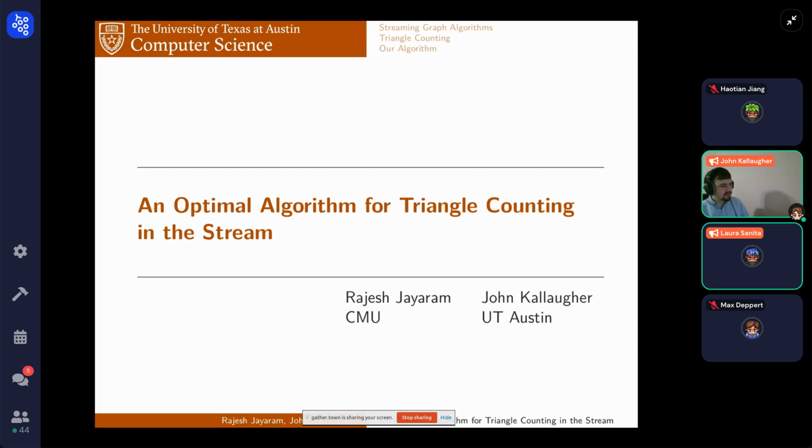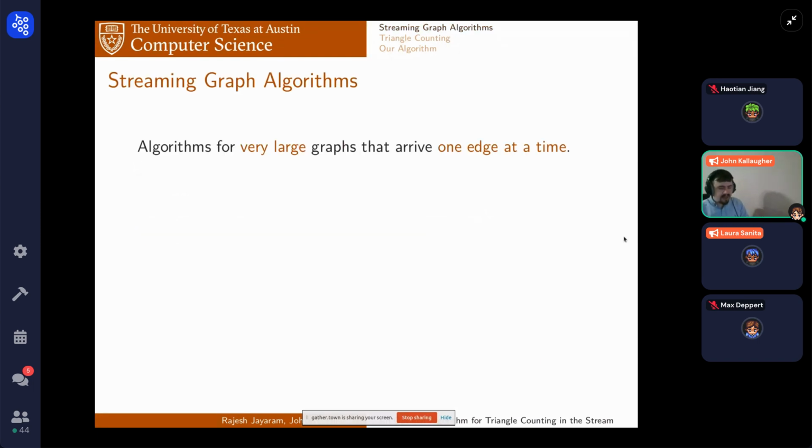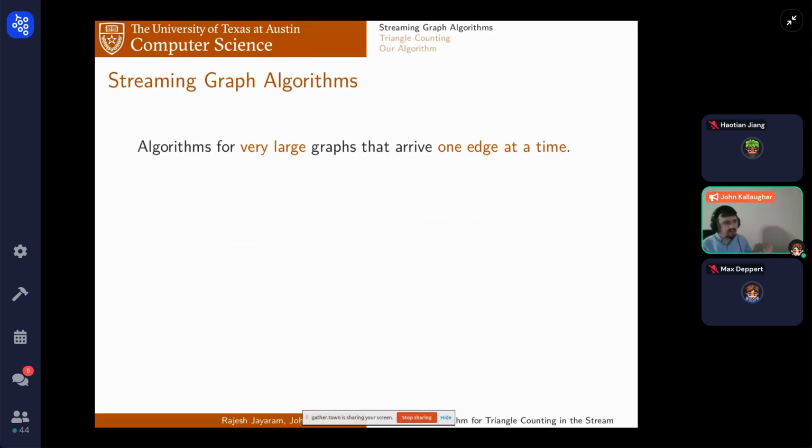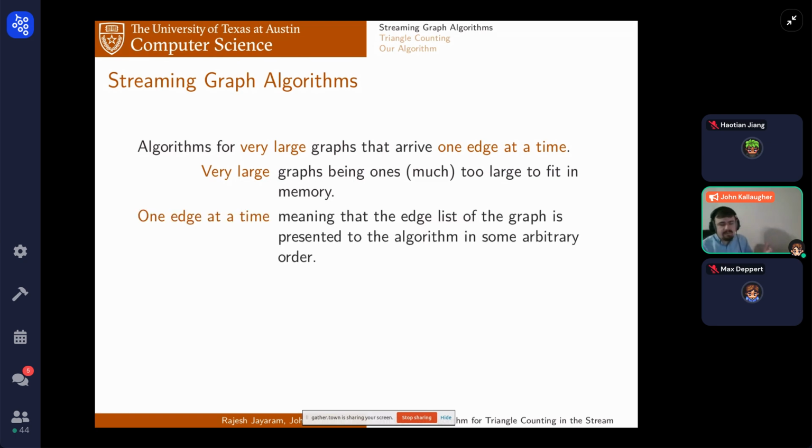Thank you. Hello everyone. Welcome to the abbreviated version of an optimal algorithm for triangle counting in the stream. This is joint work with Rajesh Jayaram. I want to start by talking briefly about what I mean by in the stream. Streaming graph algorithms are a class of algorithms for very large graphs that arrive one edge at a time. By very large, I mean much too large to fit in memory. And by one edge at a time, I mean that you see the graph as just a list of its edges presented in some adversarially chosen order.